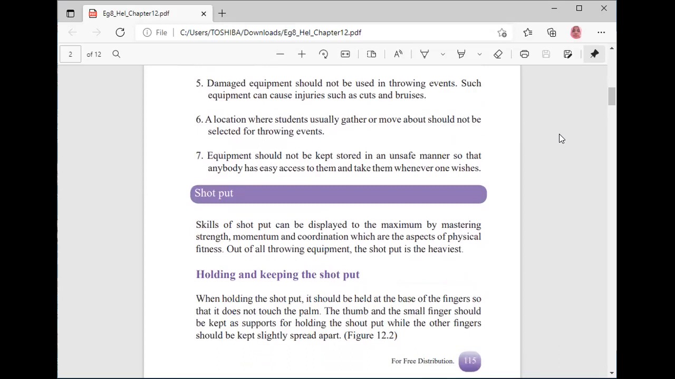The location where students usually gather or move about should not be selected for throwing events. When you are choosing a place for a throwing event, it should not be a place where children are around. Seventh one, equipment should not be stored in an unsafe manner so that anybody has easy access to it and can take it whenever one wishes.